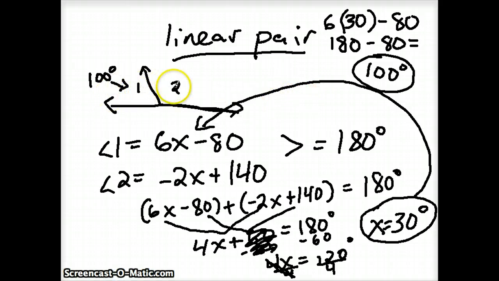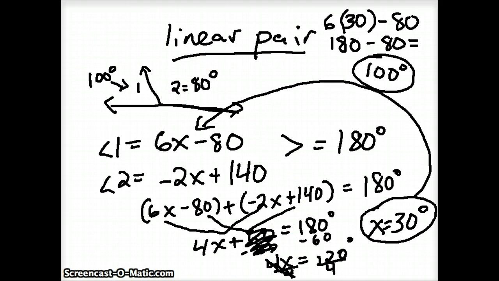Well, if I know that I need my angle 2 to give me a total of 180 degrees, and I know 100, well then angle 2 must be 80 degrees. And now I know what each of my angle measurements are. So there you go. There's a little bonus tip for you on the test.